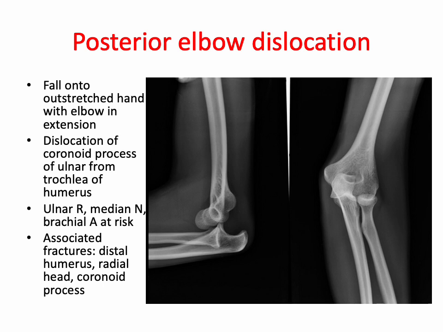The coronoid process is dislocated from the trochlea, and you've got risk of neurovascular compromise to the ulnar and median nerves and the brachial artery. It can be associated, of course, with distal humerus fractures, radial head fractures, and coronoid fractures.